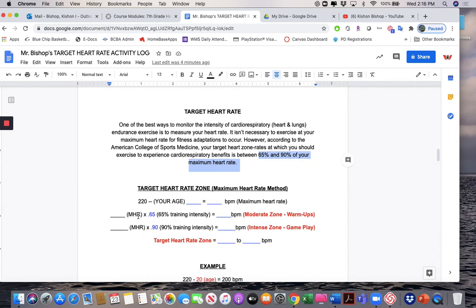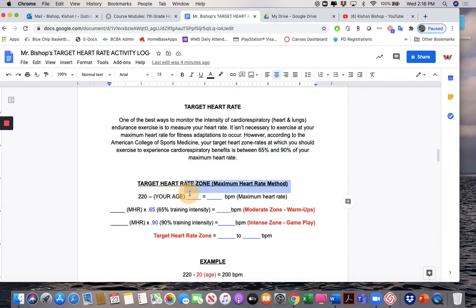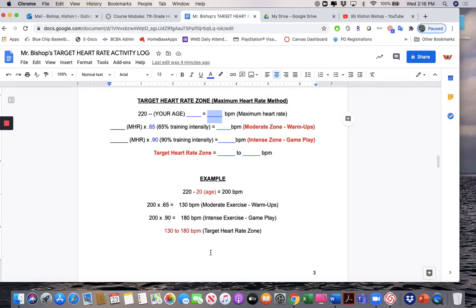So first, we're going to find our maximum heart rate: 220 minus your age. Your age is how old you are. You would receive an answer. And here's an example below. So if Mr. Bishop is 20, 220 minus his age of 20, his beats per minute would be 200, which would be his maximum heart rate. MHR also means maximum heart rate, so I'm going to put 200 right here.